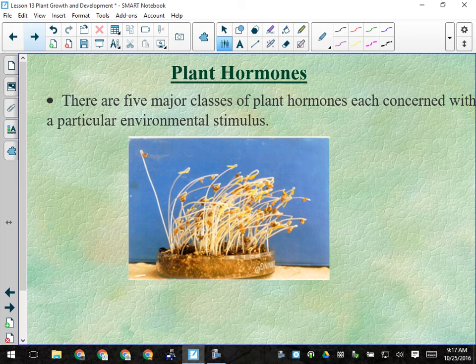Now, obviously, these are growing towards light. What's wrong with this one?